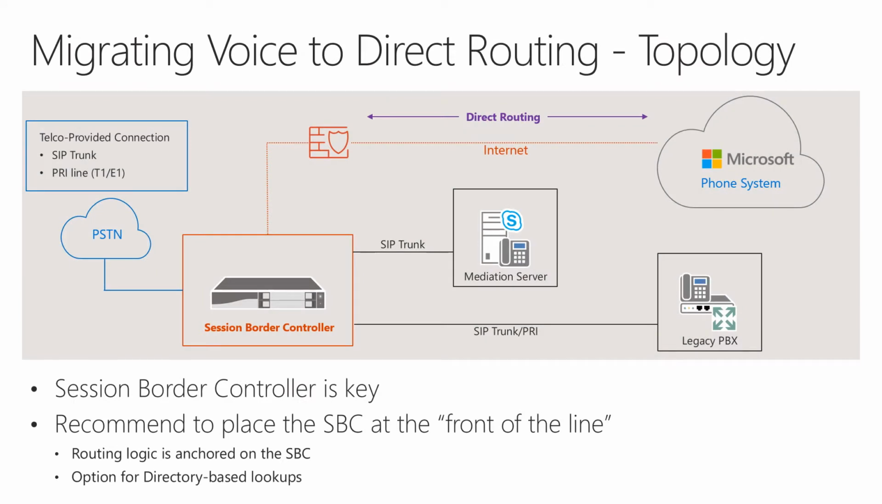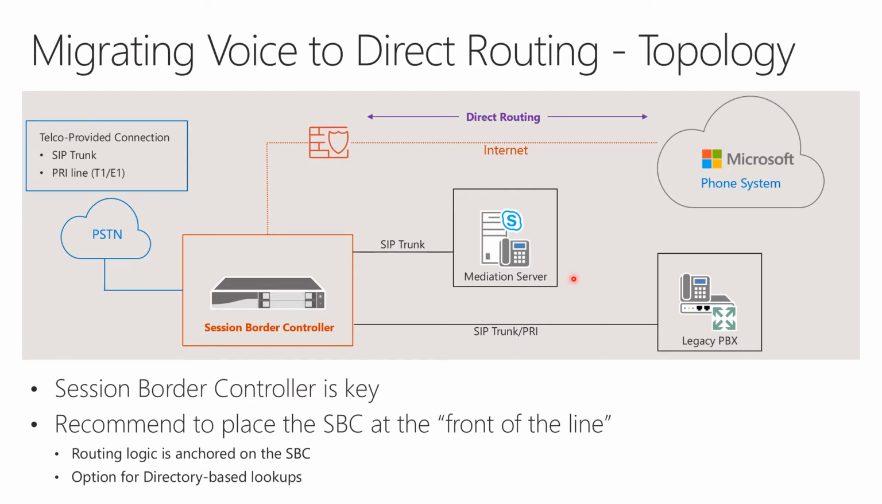So let's start by taking a look at a topology that we have here. When I look at the topology for direct routing migration, first and foremost, we need to start with some type of connectivity to the PSTN. So you can see on the left-hand side here, I have a telco provided connection. This could again be a SIP trunk from your carrier. It could be a PRI line like a T1 or an E1. But generally you have some kind of telco provided connection on the left.